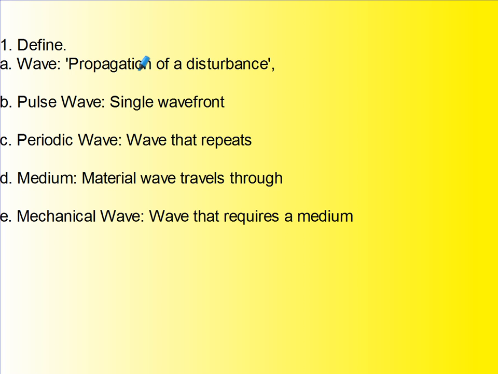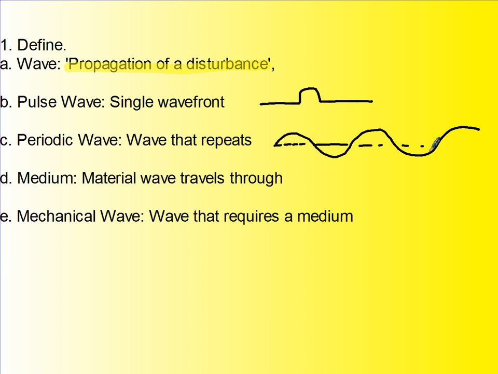You remember a wave is a propagation of a disturbance. There's many other things you could put on here. I want you to go through your textbook and analyze these problems a little bit more. A pulse wave has a single wavefront. All right, so that's a pulse. There's only one, while a periodic wave is one that repeats. All right, so something like this.